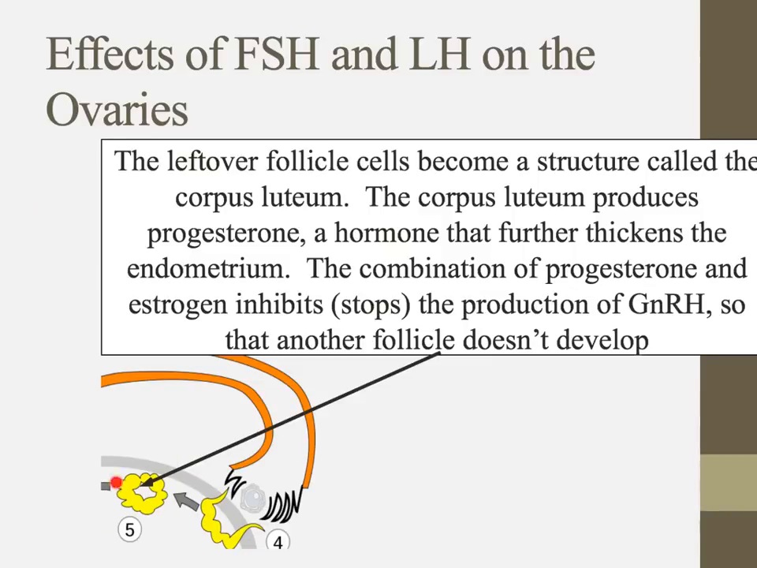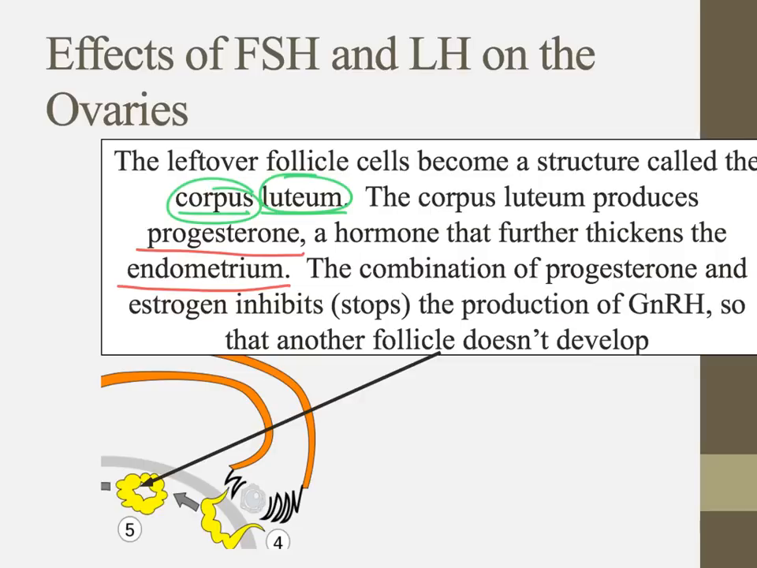The leftover cells from that Graafian follicle, now that they don't have an egg in them, are going to become a structure called the corpus luteum, literally meaning empty body. This corpus luteum is in turn going to start to produce a hormone of its own, called progesterone. Progesterone causes the thickening of the endometrium.